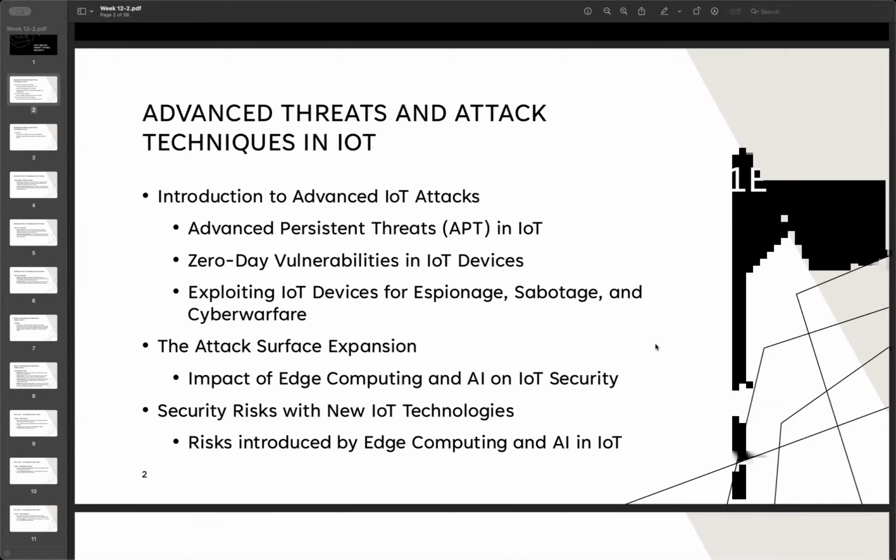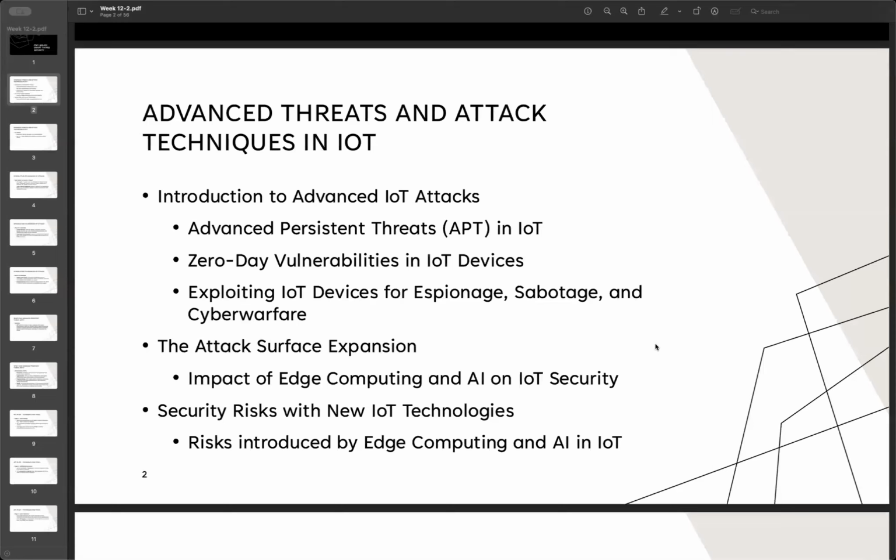When we talk about the attack surface, what's possible? For the advanced part, we'll talk about APT, the advanced persistent threat in IoT, and also zero-day vulnerabilities in IoT devices, and exploitation of IoT devices, like exploitation for cyber warfare. Of course, we will also cover, with a little overlap, attack surface expansion.